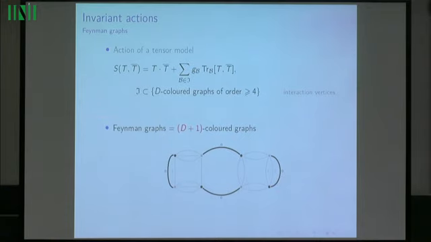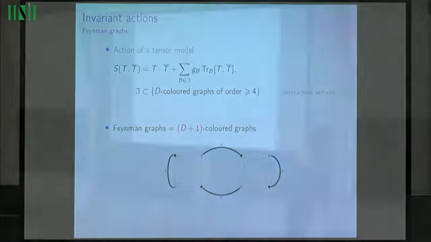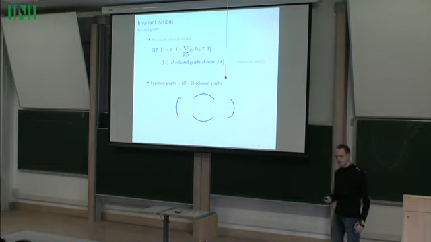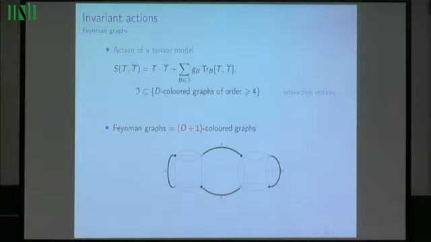So we had D colored graphs, they represent interaction, and D+1 colored graphs, they are our Feynman graphs. Okay? All right. I want to make sure I understand the action you have.